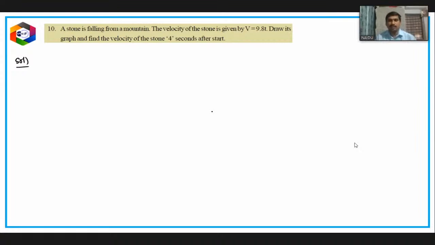Is it clear, children? Now what we are doing is, here the equation itself is given. What is the equation actually? V = 9.8 into T. Here this 9.8 is gravitational acceleration.